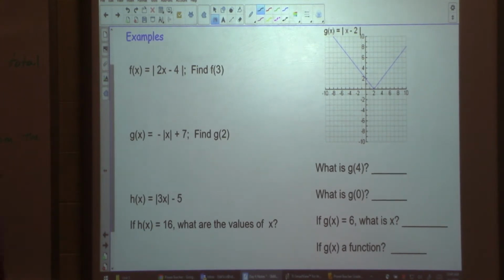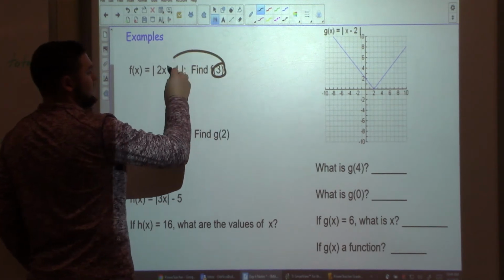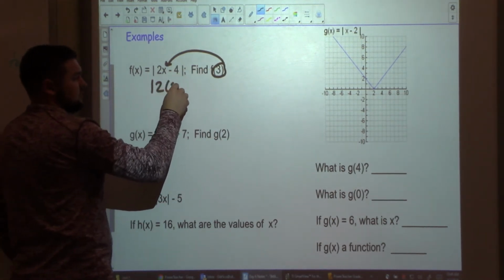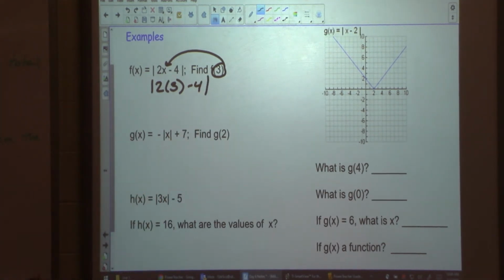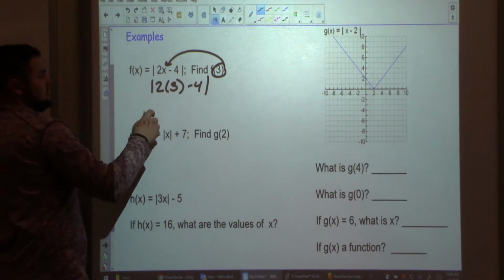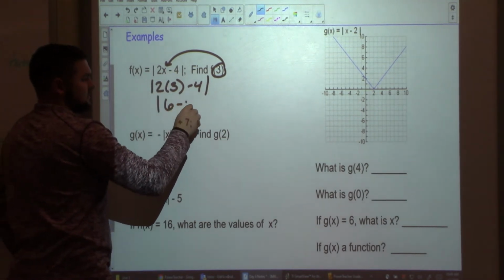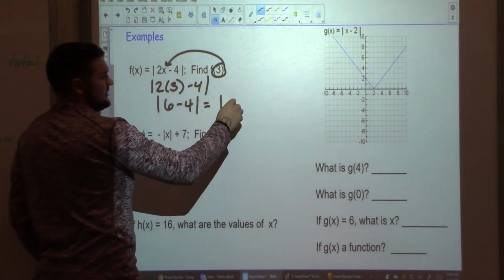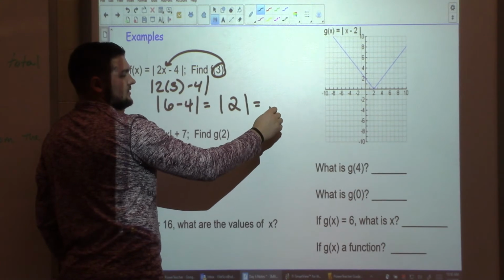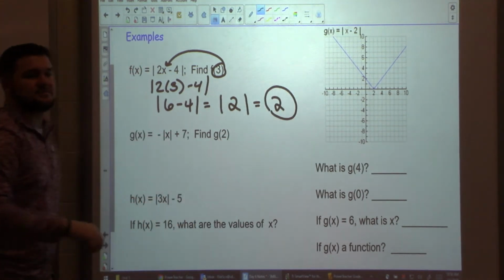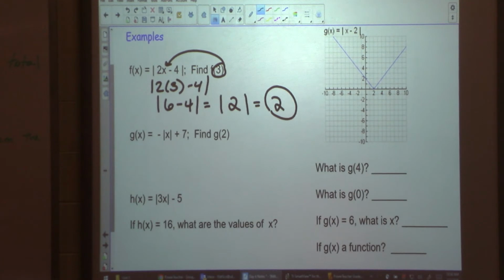We're not going to change anything here. We're going to plug 3 in for x. So absolute value of 2 times 3 minus 4. Now remember, we can't take the absolute value until we have one number in there. So we do all of our operations inside the absolute value first. 2 times 3 is 6. So absolute value of 6 minus 4. 6 minus 4 is 2. So absolute value of 2 is 2. Absolute value is the distance from 0. In other words, it's always the positive value of what's inside of it.